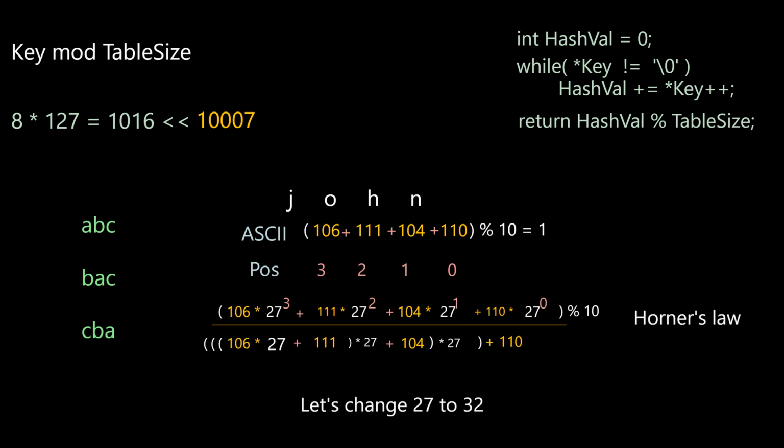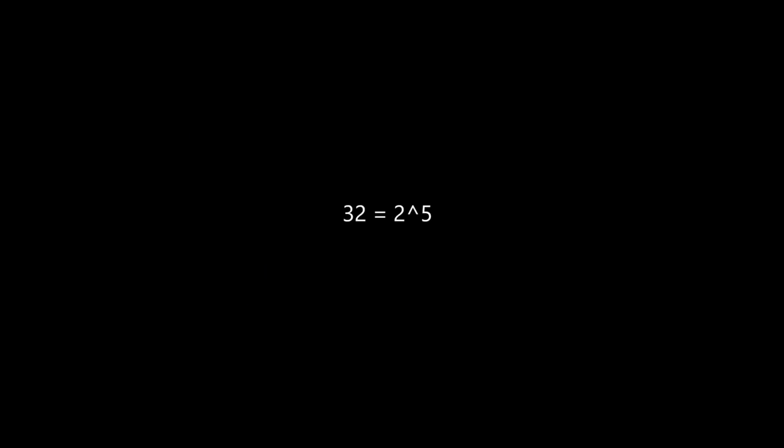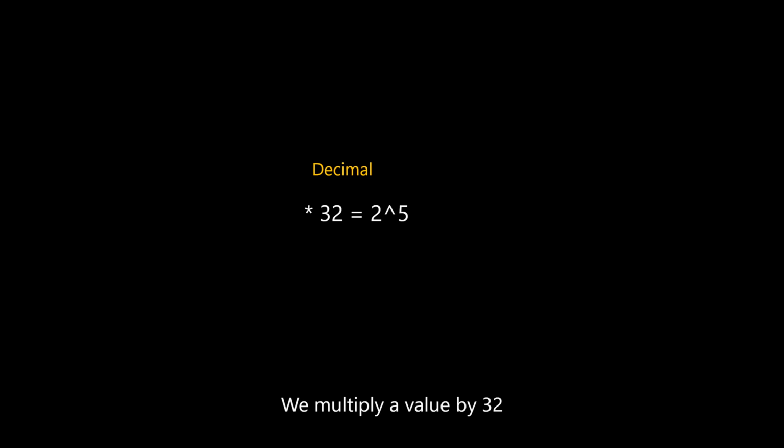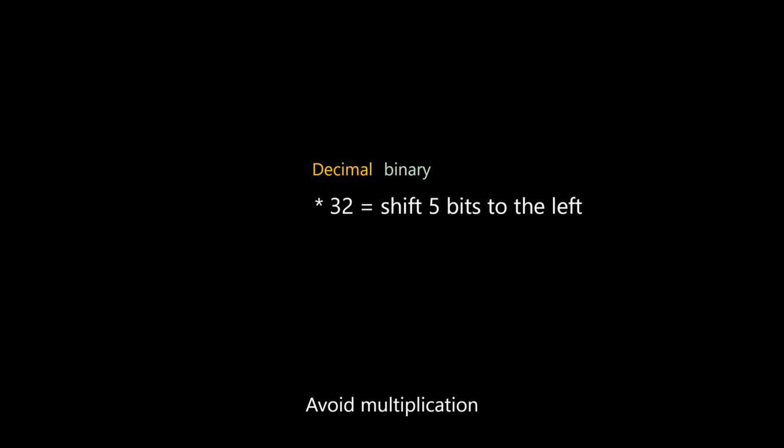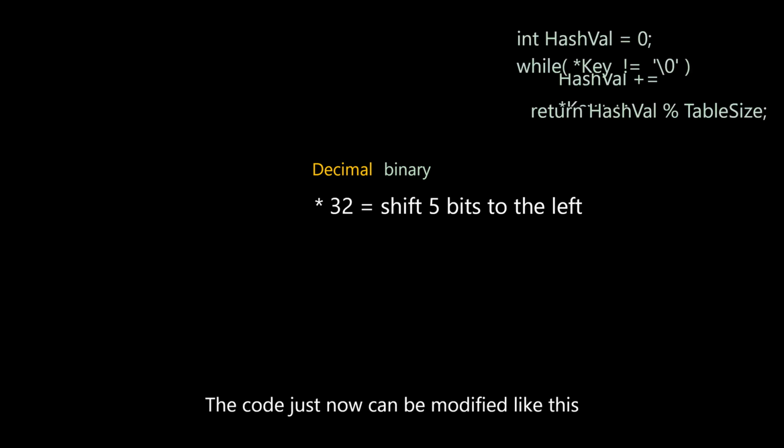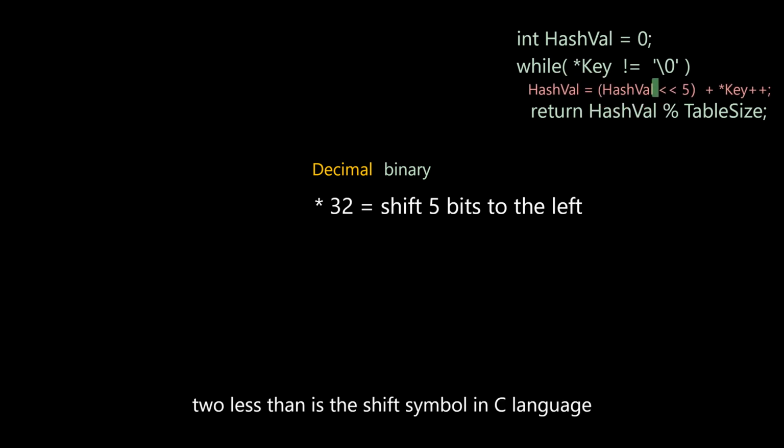This is not enough. Let's change 27 to 32. After all, it is almost the same. And 32 is 2 to the 5th power. When we multiply the value by 32, for binary, we only need to shift 5 bits to the left. Avoid multiplication. This is a benefit of binary. The code just now can be modified like this. Among them, << is the shift operator in C language.